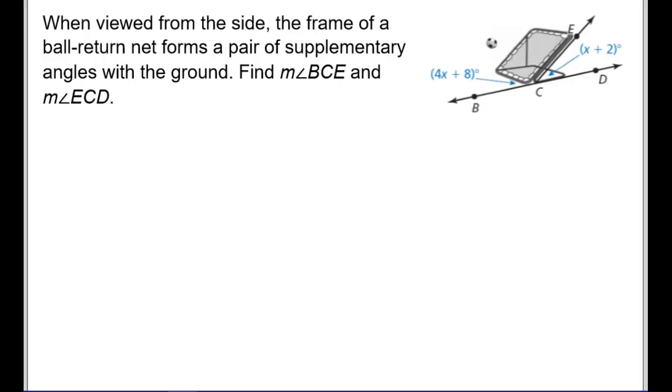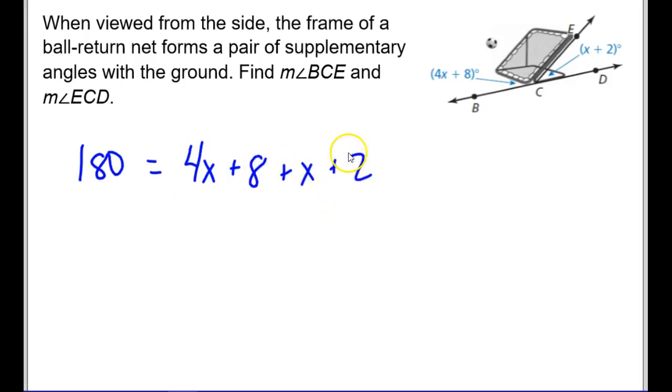So now our next example. When viewed from the side, the frame of a ball return net forms a pair of supplementary angles with the ground. Find the measure of the angles. So I see here I've already got the drawing and I see I'm labeled. So I know that these are supplementary angles, so I know that they add together to get 180. So now I can just take the two pieces that I have. So I have 4x plus 8, and I add them together, plus x plus 2 equals 180. So now I can simplify and combine like terms. So I see I have 4x plus x is 5x, 8 plus 2 is 10, equals this 180.